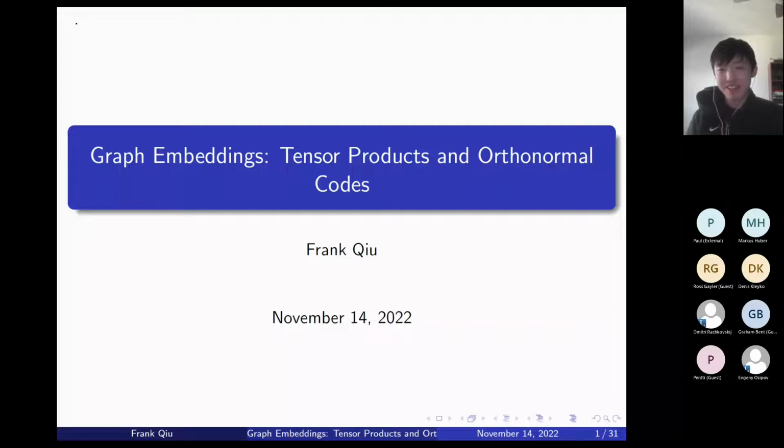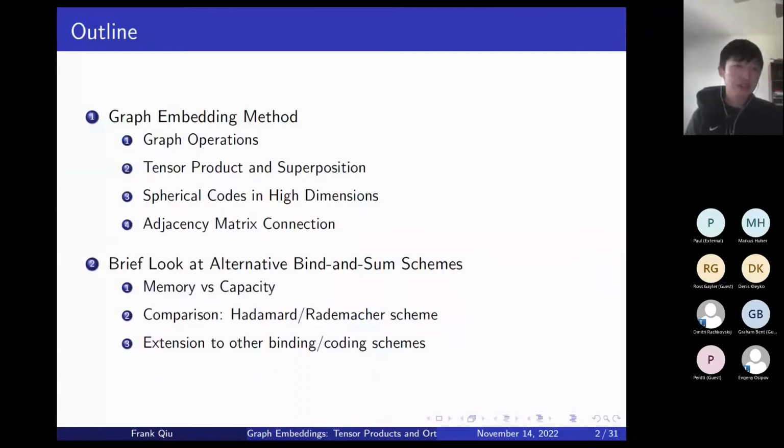Here's a brief outline of the talk. It's going to be divided in two. The first part is going to go over the main graph embedding methods, and the second part is going to give a brief look at alternative bind and sum schemes that are similar to the proposed method.